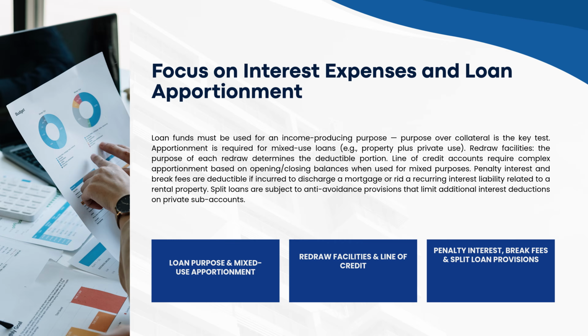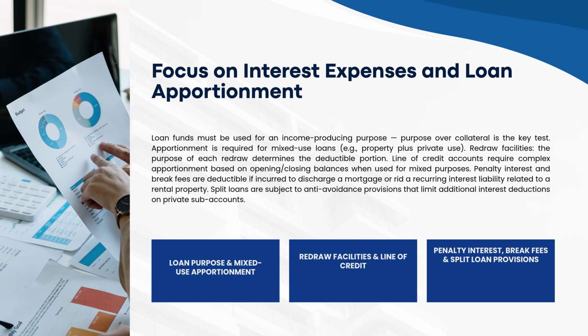Interest is often the largest deduction, but the golden rule is that the purpose of the borrowed funds must be for producing income. The security used for the loan is irrelevant. If you use a loan for both a rental property and a private asset, you must apportion the interest. If you have a redraw facility and pull out cash for a private purpose, you must recalculate your deductible percentage immediately. Line of credit facilities with mixed use require complex daily or monthly calculations based on outstanding balances.